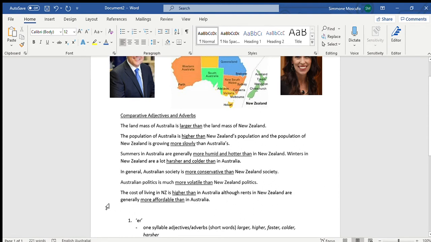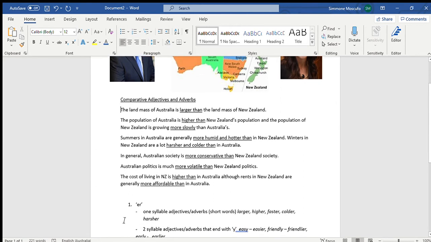This is interesting. The cost of living in New Zealand is higher than in Australia. So just everyday living in New Zealand is more expensive than in Australia. However, rent in New Zealand is generally more affordable than in Australia. So generally rent in New Zealand is cheaper than in Australia. Okay, so there we go. We've got some comparative language there.